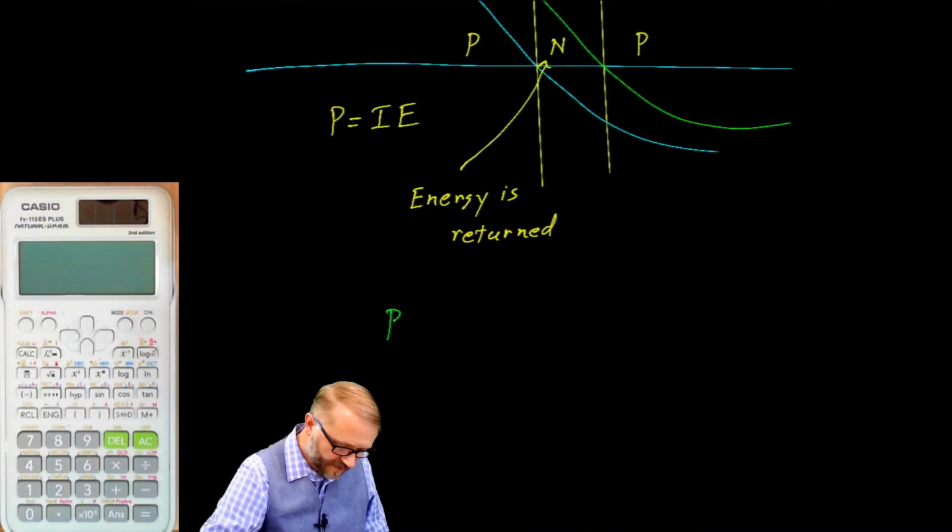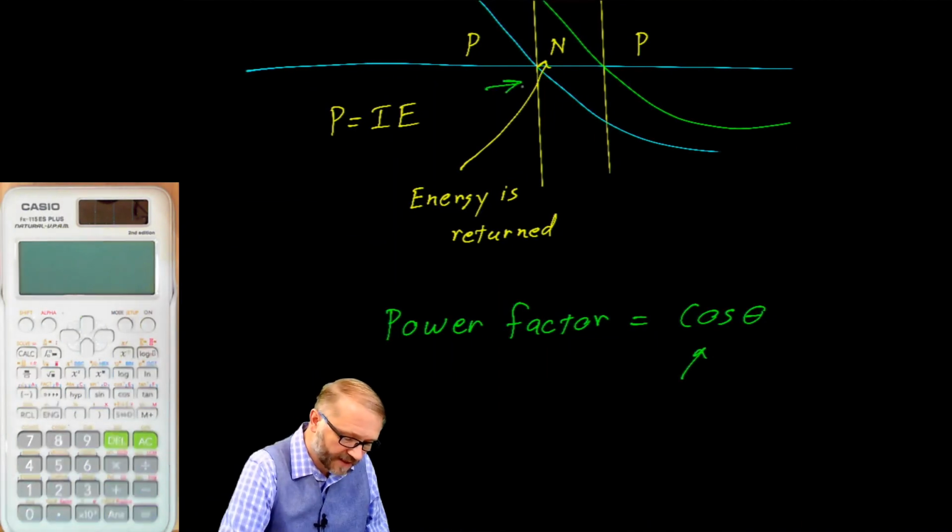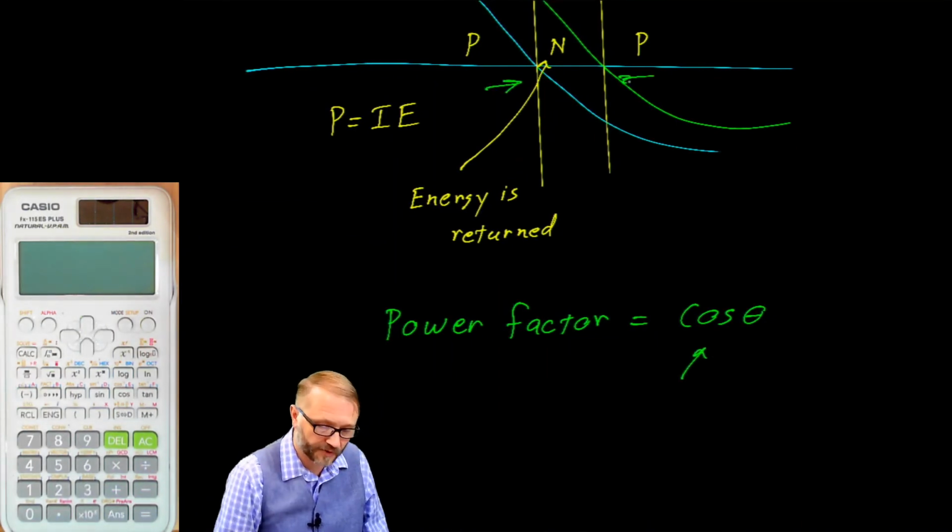We have a metric for this known as power factor. We say that the power factor is equal to the cosine of angle theta, where theta is the difference in degrees between our current and voltage waveform.